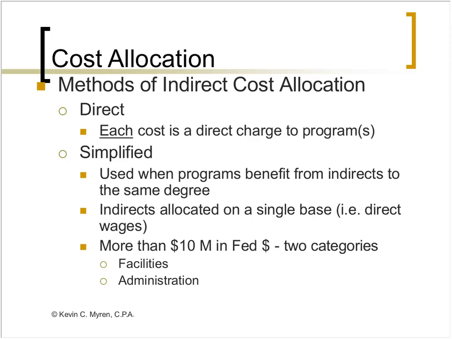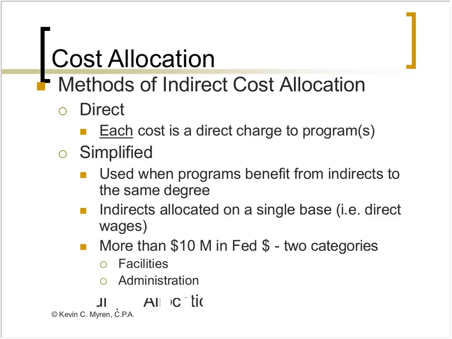A second method is the simplified indirect cost allocation, and this is used when programs benefit from indirects to roughly the same degree across the board. In this instance, indirects are allocated on a single base. Typically, that is either direct wages or direct labor hours. However, if you have more than $10 million in federal financial assistance, you are required to have at least two administrative pools, one for facilities that we talked about earlier, to include the cost of running the hard real estate assets, and the other administrative, so those functions that are more of a support type function.